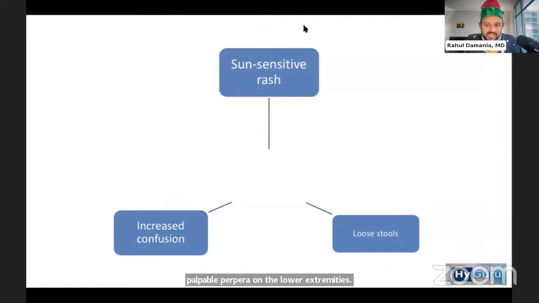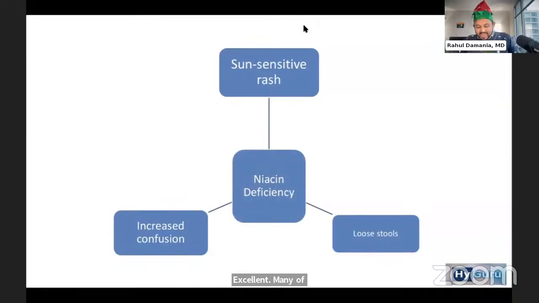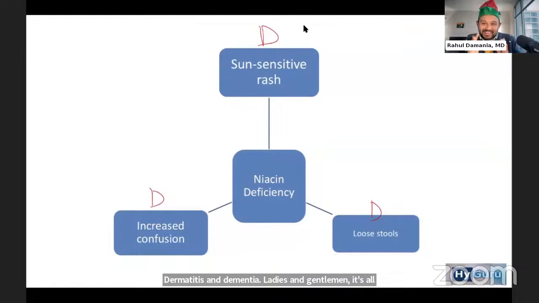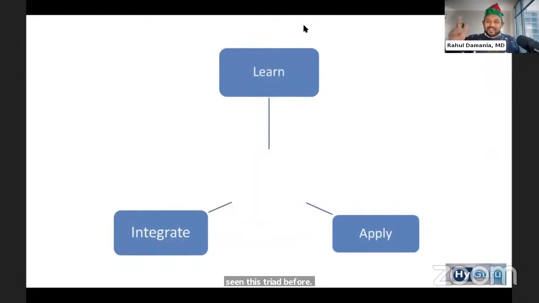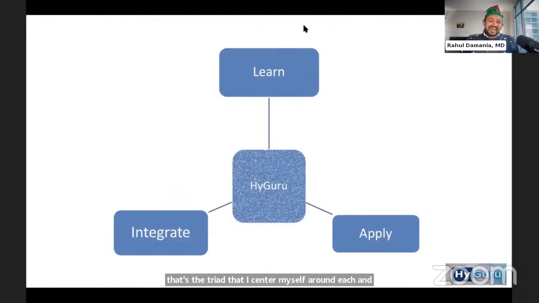Two more. Sun-sensitive rash, loose stools, and increased confusion. Excellent. Many of you are saying B3 deficiency, niacin, diarrhea, dermatitis, and dementia. Ladies and gentlemen, it's all about the application of the triads. You want to recognize it from a vignette and say, I've seen this triad before. What about this one? Learn, integrate, and apply. Well, that's the triad that I center myself around each and every USMLE lecture. This is the HyGuru triad.